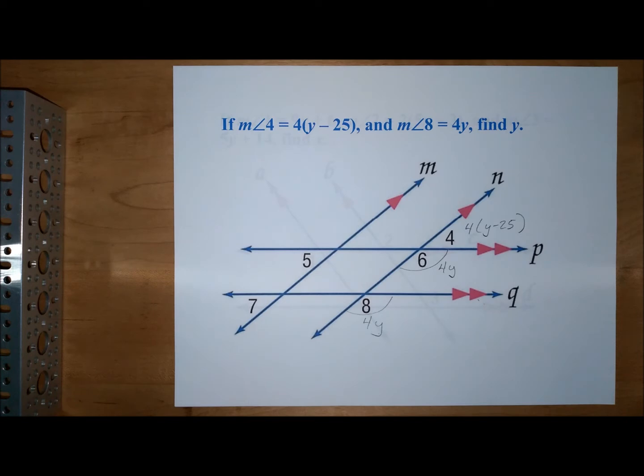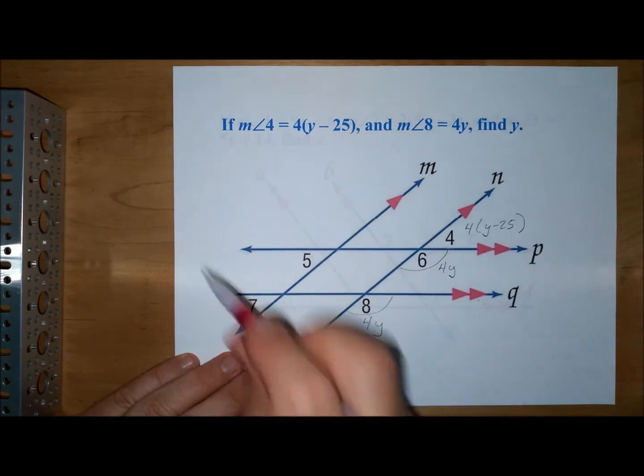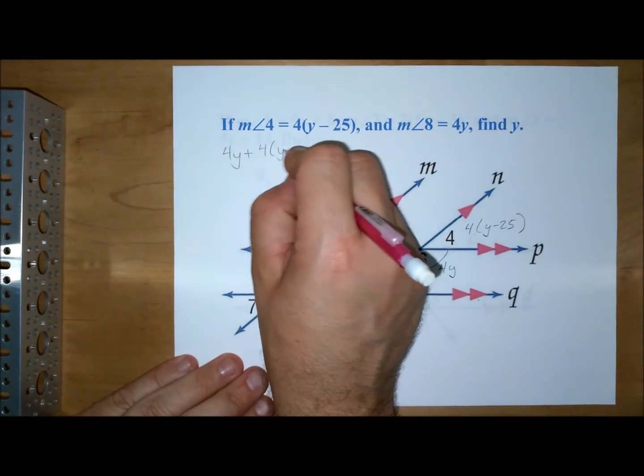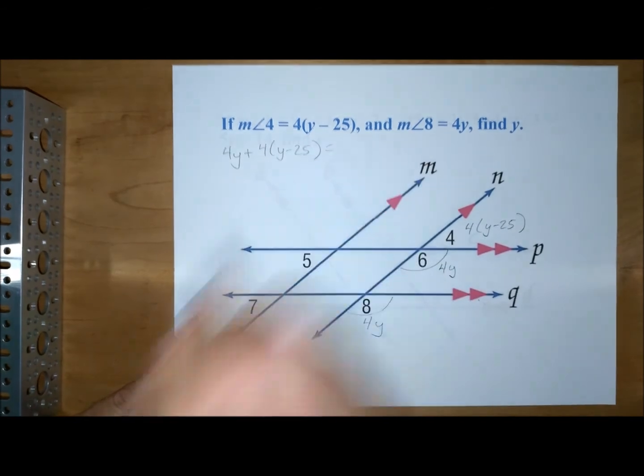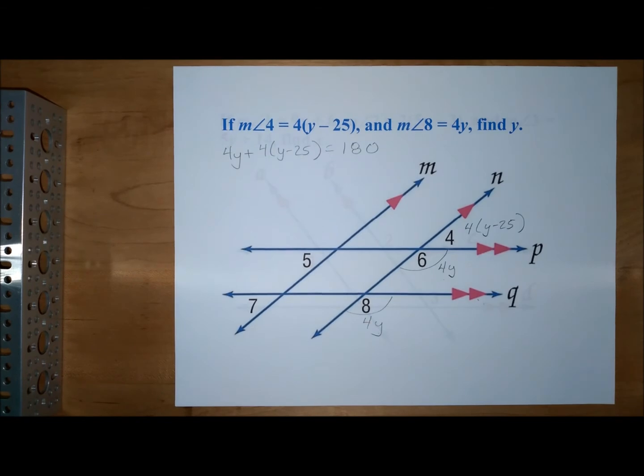All right, now can we find an equation? What do we know about the relationship between angles 4 and 6? They form a linear pair. What do we know about linear pairs? They're always going to be supplementary. So these two angles, 4y plus 4 times y minus 25, should equal 180 degrees because they're going to be supplementary. Okay. Can we solve this for y?